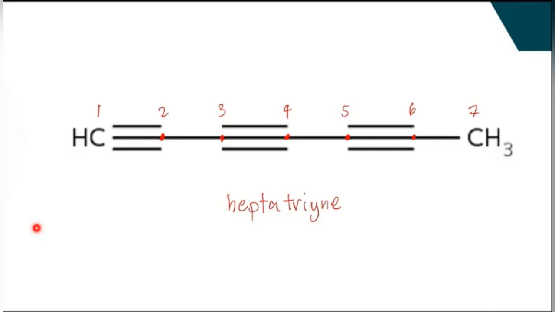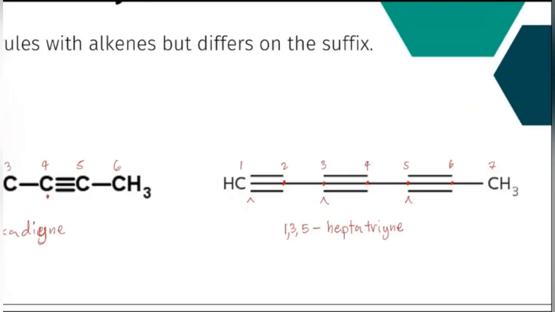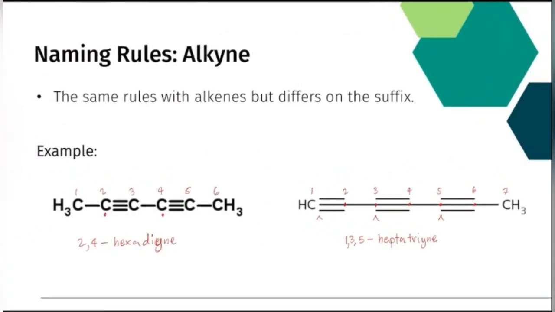The first triple bond is located at the first carbon. The second one is located at the third carbon, and the third one is located at the fifth carbon. So you will write 1, 3, 5, then a hyphen. 1,3,5-heptatriyne is the name of this compound. Basically the same rules as alkenes, but they differ in the suffix used: in alkenes the suffix is "-ene", in alkynes the suffix is "-yne".